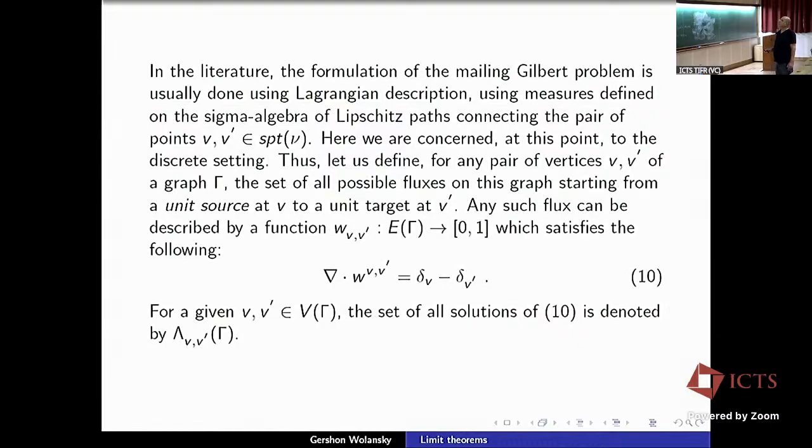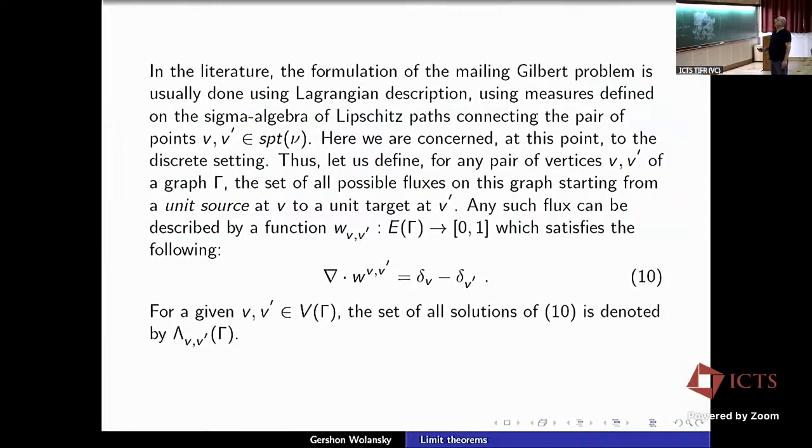So usually in the literature, we define this, as described before, on a sigma algebra of Lipschitz paths, and we use a Lagrangian description. But I want to give another description, which will be very close, actually, to the honest-to-God optimal transport, to the optimal transport as we know it.